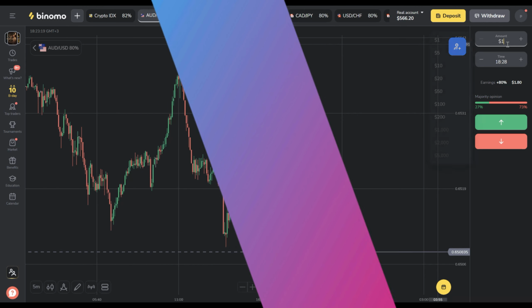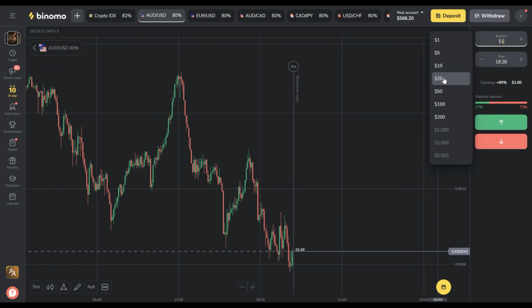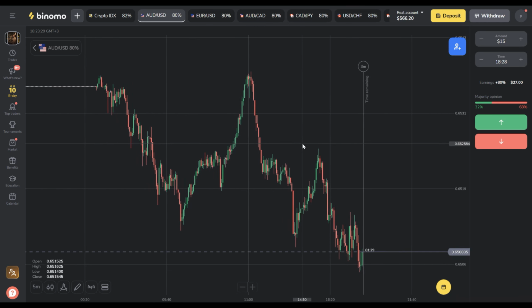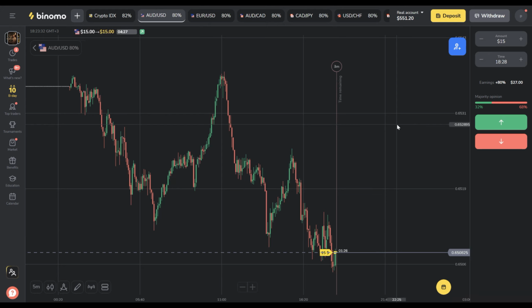That is, it's not the most convenient trading platform for this kind of trading. And we'll probably trade with about $15 per trade. Why not? Alright, so let's get started. We open a trade for an increase.